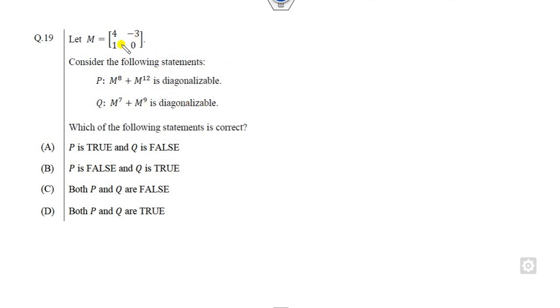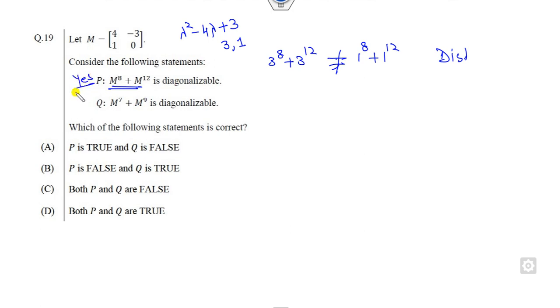Okay, again we have to check the eigenvalues. Minus 4 trace, determinant will be plus 3. So eigenvalues are 3 and 1. What are the eigenvalues of this? 3 raised to power 8, 3 raised to power 12, and 1 raised to power 8. Clearly they can never be equal, so they are distinct. It means yes, this is the correct statement. Then 3 raised to power 7, 3 raised to power 9, 1 raised to power 7. Again they are not equal, again they are distinct. Yes, it is here. So both are my correct answers.